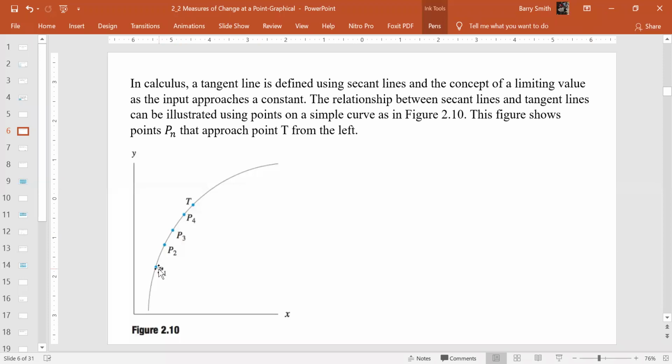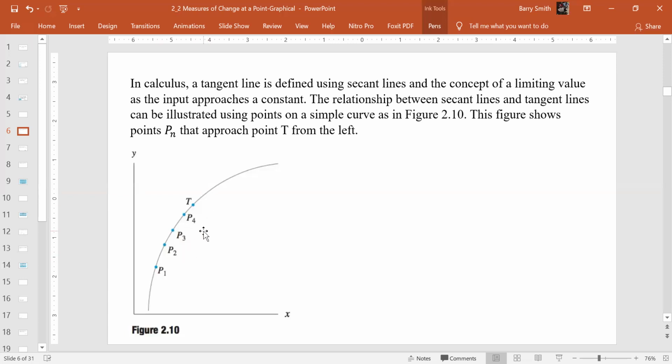If we take a secant line from P1 to T and draw it through, that's going to give us a slope. Then we can move in and do a P2 a little closer to T, and we get another one. Thinking about the slope of the tangent at T, every time we get closer and closer, we get closer to the same slope as T, until we come to the limit where the slope from Pn to T is the same.